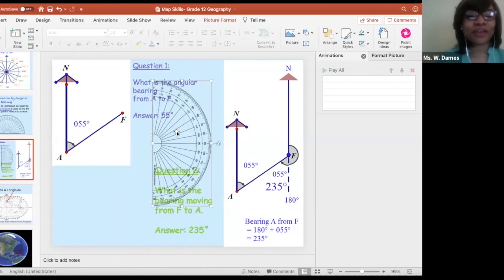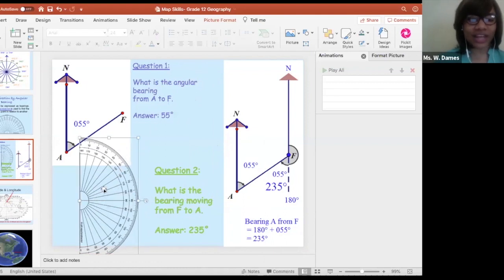So, for example, let's look at question 1. The answers and everything are already there. This is how you will actually find your angular bearing. They will usually ask you, what is the bearing of one place to another in relation to another? This question is asking you, what is the angular bearing from A to F?